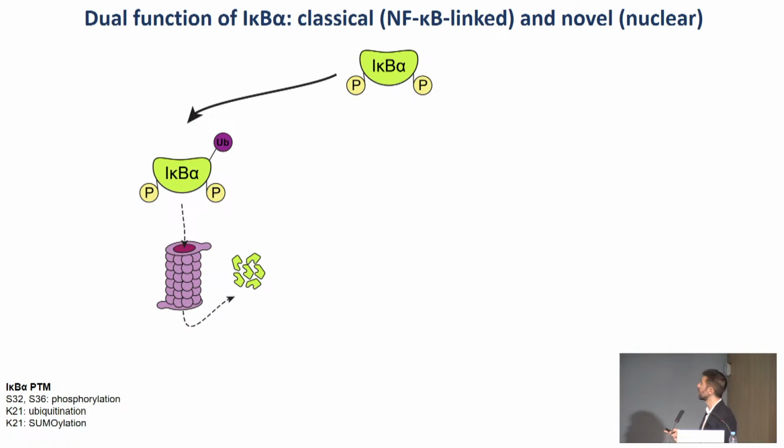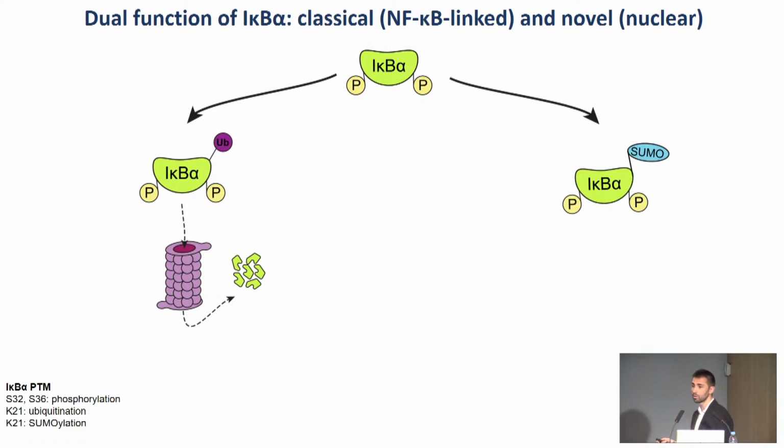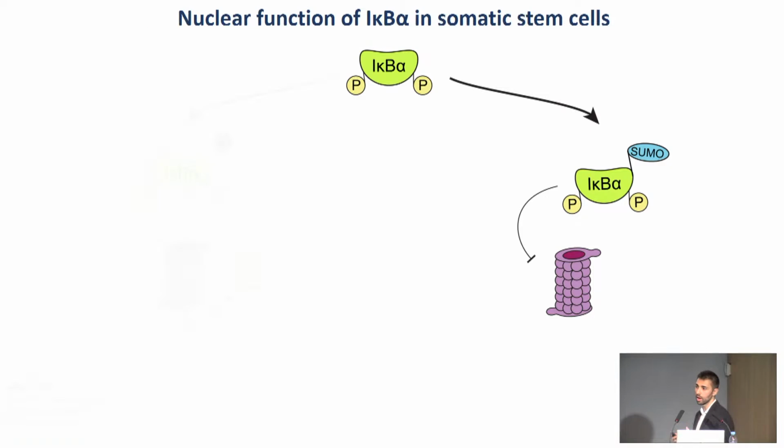However, apart from being ubiquitinated after the phosphorylation of the protein, IκB alpha can also be sumoylated. And the sumoylation occurs in the same residue as the ubiquitination. And this sumoylation blocks its proteasomal degradation. So this form of phospho-sumoylated IκB alpha has been described by our lab to have a very crucial and important function in different somatic stem cells.